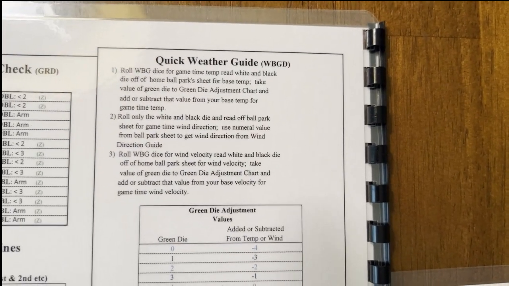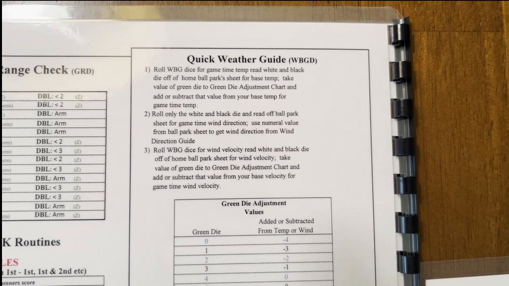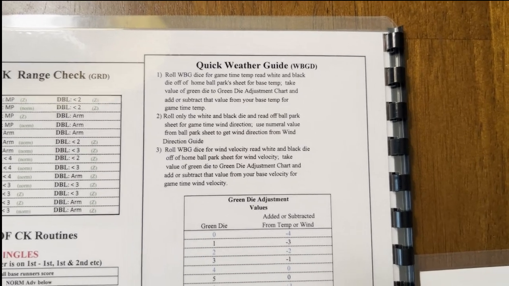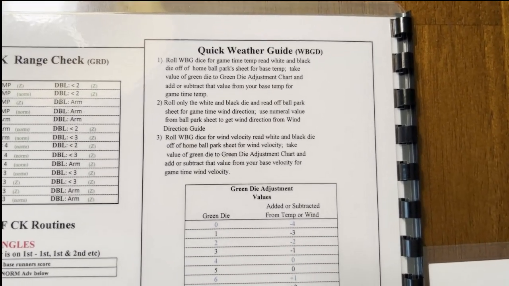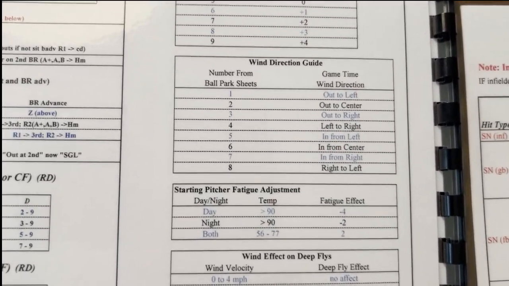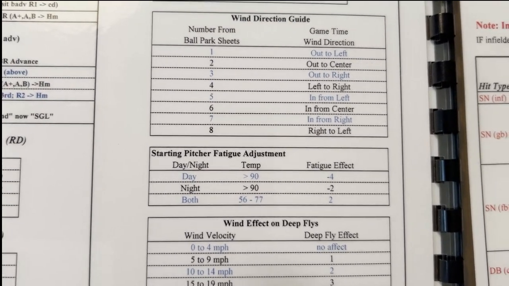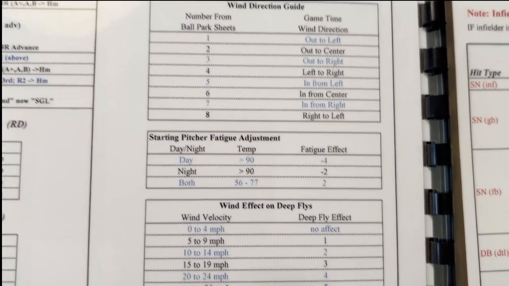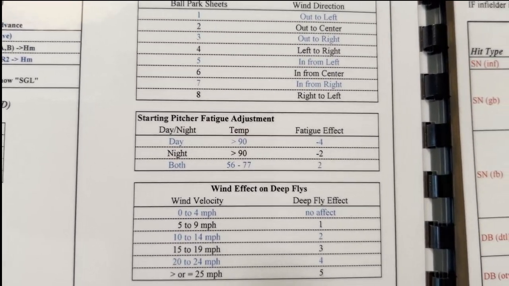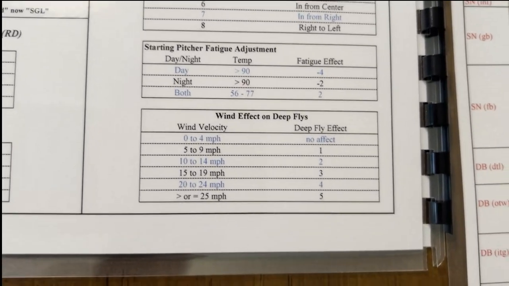This is if you want to do weather in the game. You don't have to. It's kind of a neat feature. It affects both pitcher stamina and home runs. The temperature determines pitcher stamina, and you can see here if it's 90 degrees or more, the pitcher's fatigue level drops. So he can't go as long. But if it's a nice night between 56 and 77 or a nice day, he actually picks up a little bit of extra fatigue points, so he can go longer.